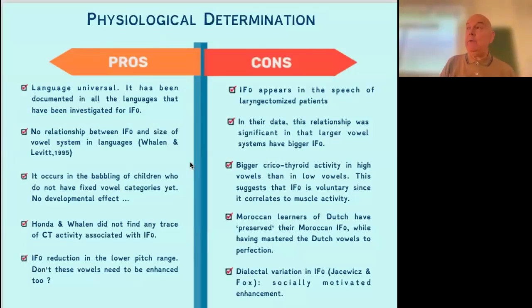It occurs in the babbling of children. Whalen has published a paper on this, investigating French-speaking infants and English-speaking infants, and did find significant IF0 in the babbling of these children. So that, I think, is also a quite strong argument in favor of automaticity.